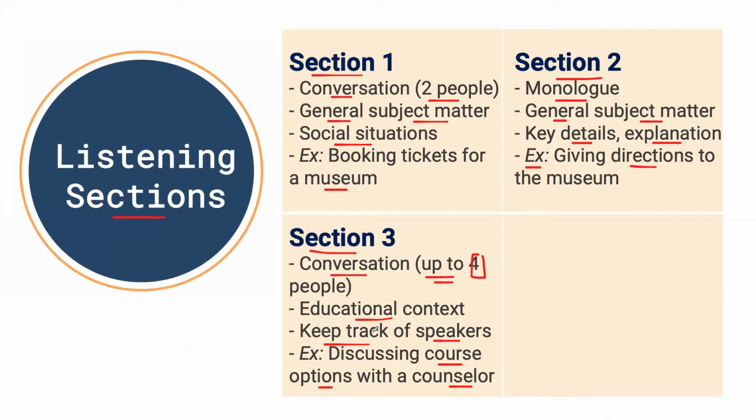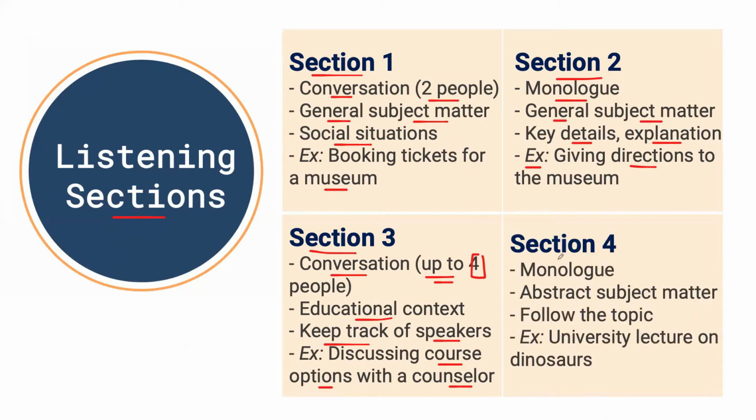And now the last but not least section, section 4, the notorious section for being the most difficult. It also features a monologue like section 2, but the subject matter here is abstract and it's very difficult to follow the topic. Now, an example of this could be a portion of a university lecture on dinosaurs or something abstract like this. This is not anything that you would read in the newspaper or magazines, for example. It's definitely more academic in tone and in nature.